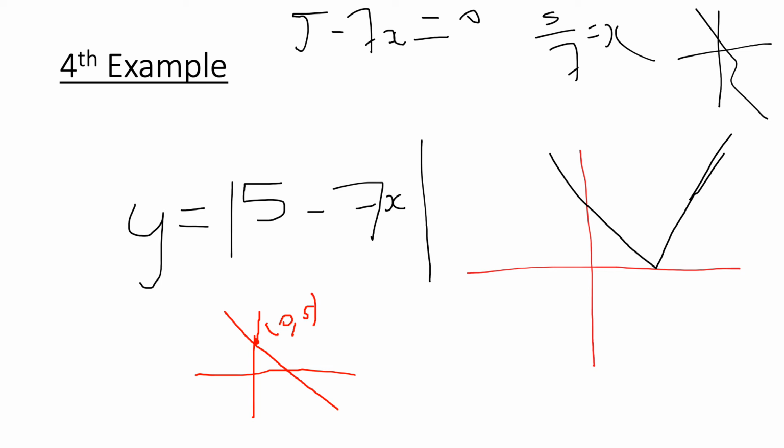So the reflection, okay, so it crosses here at 5/7, 0. So a new graph will be reflected here. So a new graph will look like that. 0, and then 0, 5, guys.